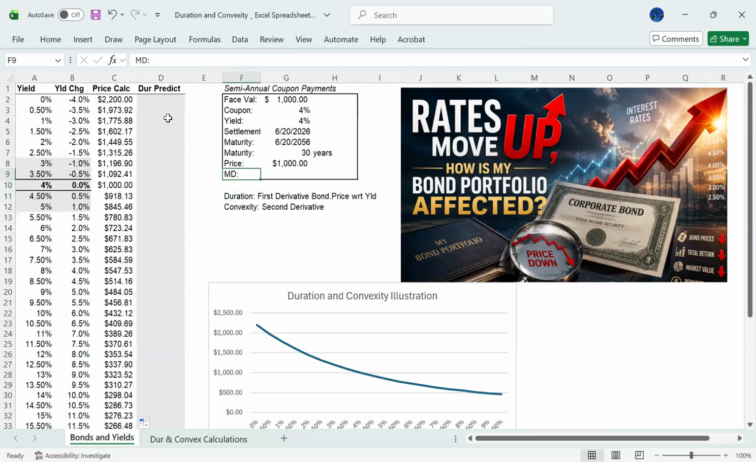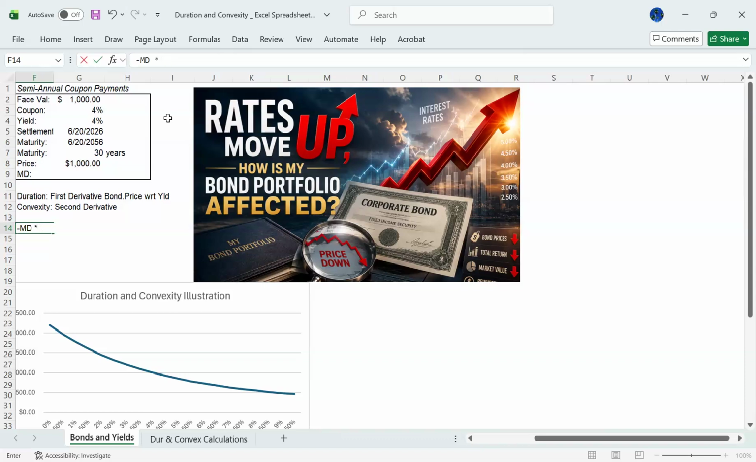Now, the way in which we use modified duration, or the expression that gives us the predicted price change as captured by the modified duration, is negative modified duration times the rate. Let's add a space here. Negative modified duration times rate change, and then times initial bond price.